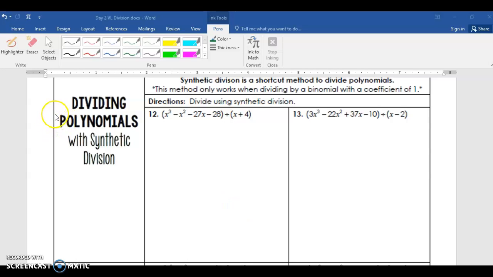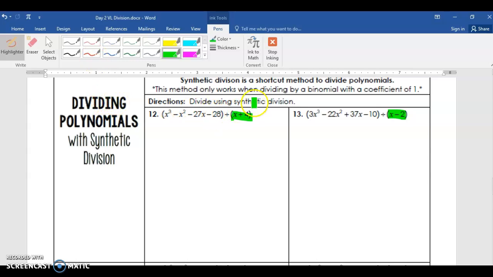Hello students, welcome back. Let's learn dividing polynomials with synthetic division. Synthetic division is used when the divisor is linear and not beyond. It's only used for linear divisors. If you have a divisor which is a quadratic, it will not work.